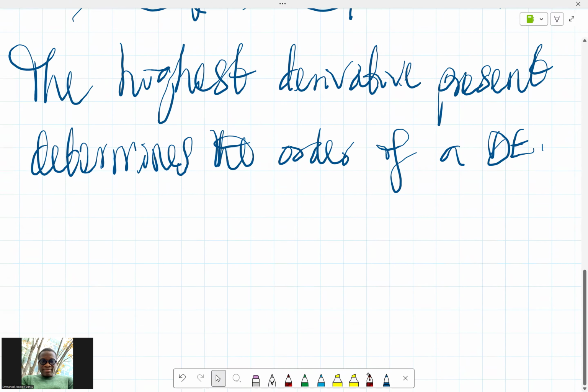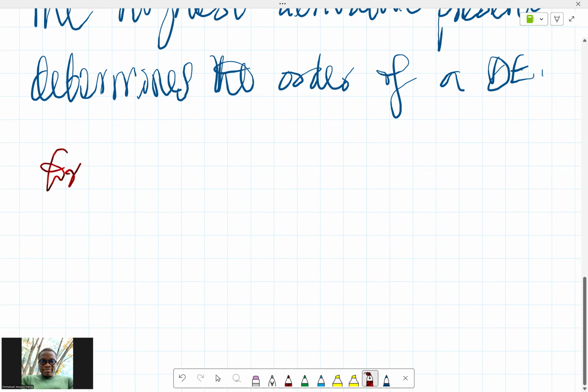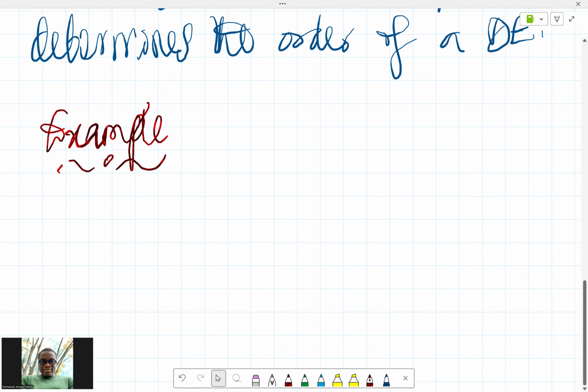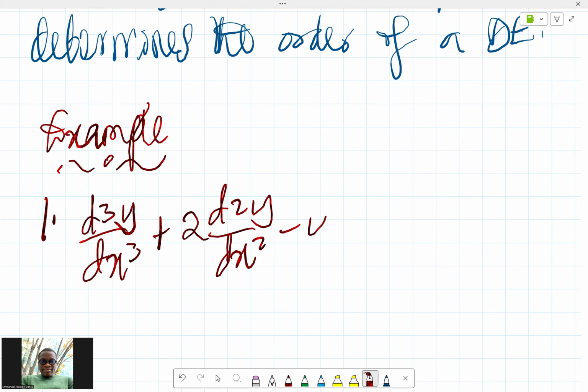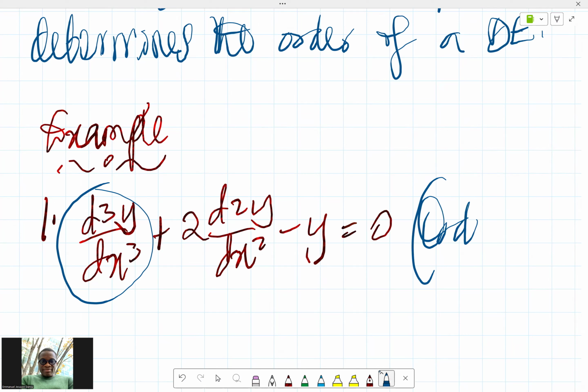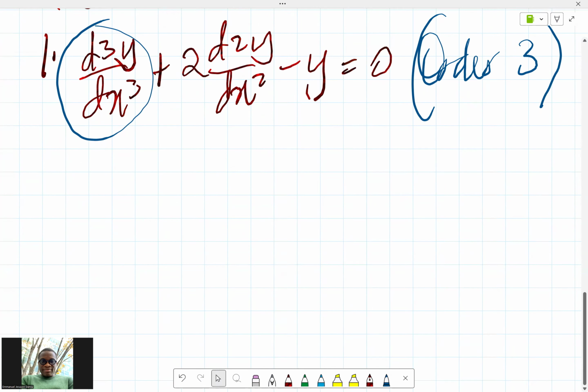For example, let's look at the following and talk about the orders. Imagine you have d cubed y/dx cubed plus 2 d squared y/dx squared minus y equals 0. Here, the highest derivative is the third derivative. So here we have order 3 because the highest derivative is of the third order.